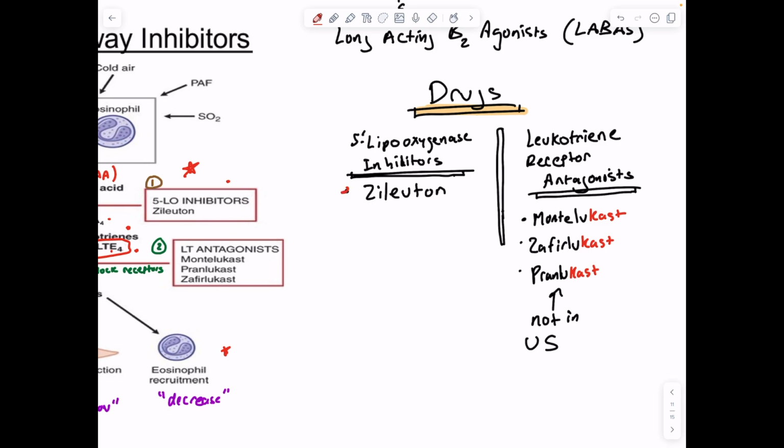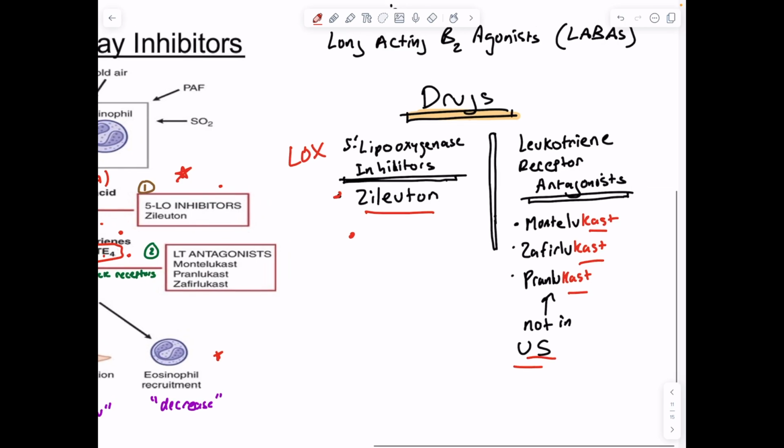So what are our drugs? We have zileuton, and that's our LOX inhibitor. And again, Sketchy is a good mnemonic for this. Then we have our leukotriene receptor antagonists, and these are our "-lukasts". We have montelukast, zafirlukast, and pranlukast. And pranlukast is not used in the United States.